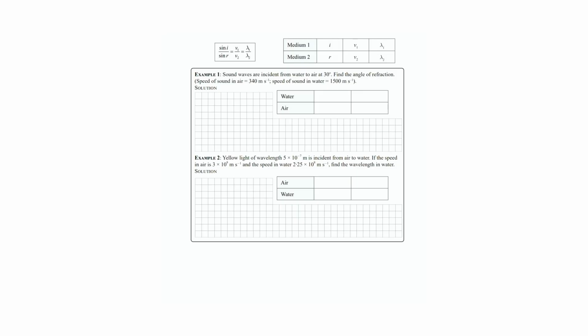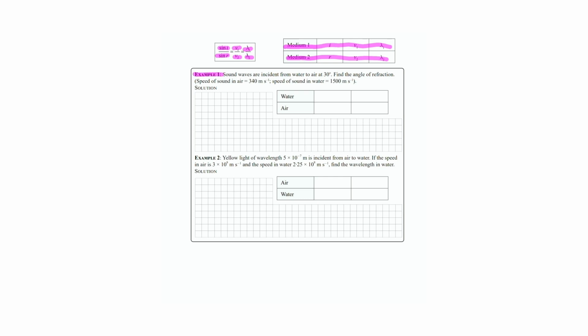So let's have a look at 2 examples. Using this formula, sine I over sine R is V1 over V2 equals lambda 1 over lambda 2. It's a 3-part formula, but you'll just need 2 parts to use in most problems. Set everything out in a table as such. So let's have a look at example 1.